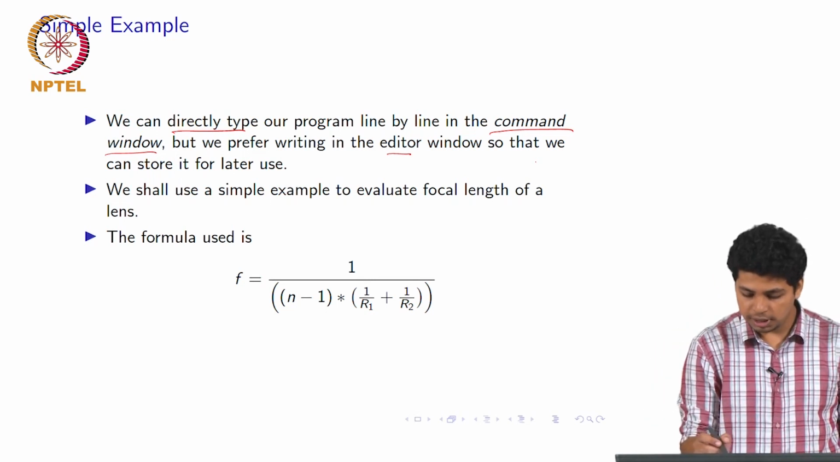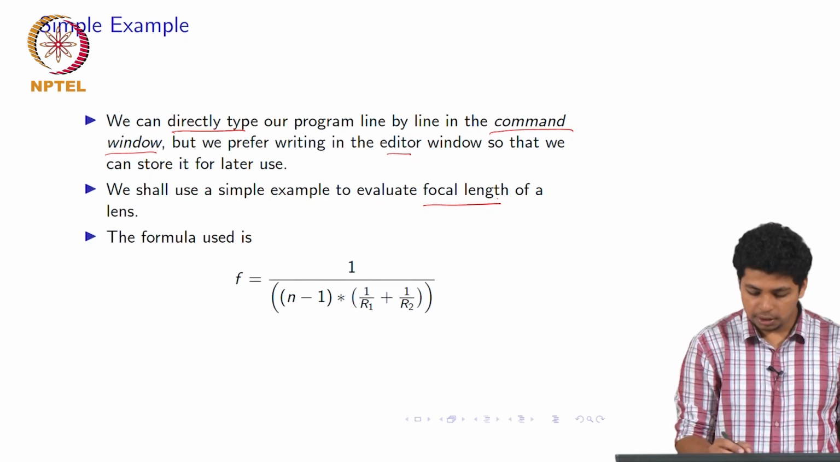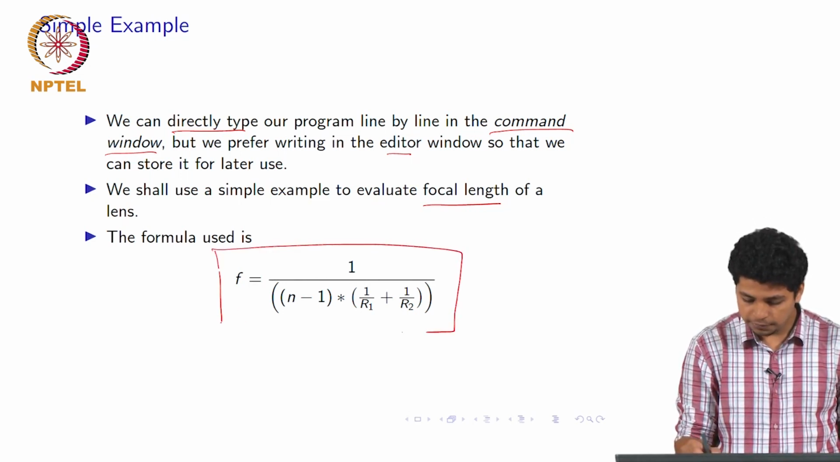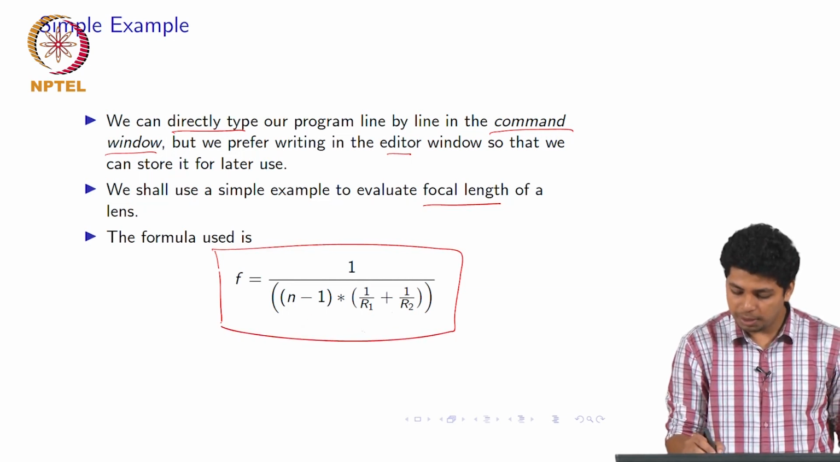Then we shall discuss a simple example to calculate the focal length of a lens. Now the formula that we use is this one: f is equal to 1 by, in first bracket, (n minus 1) into (1 by r1 plus 1 by r2).